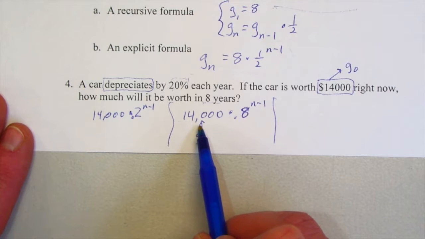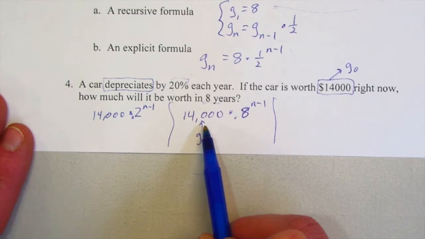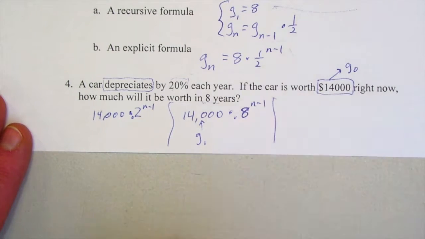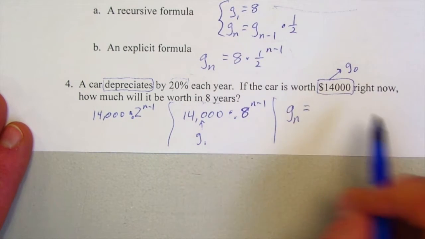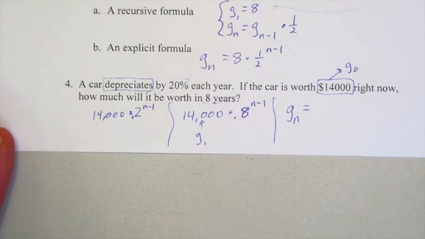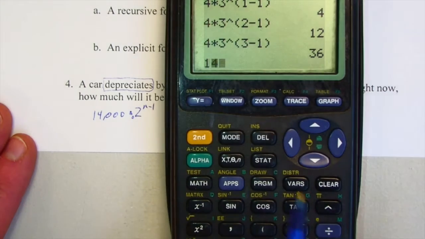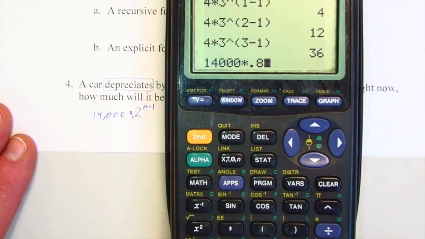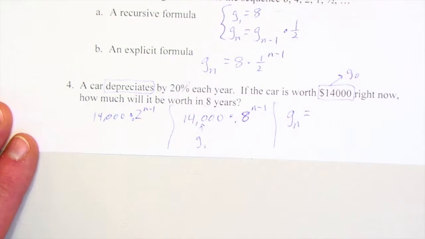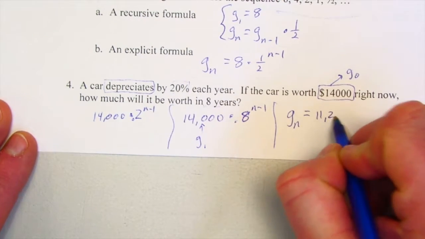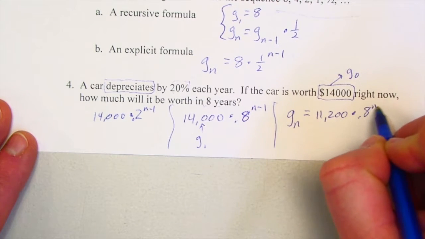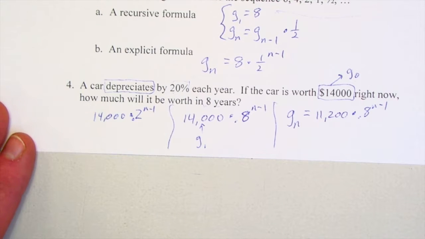So the formula does not have G sub 0 here. It has G sub 1. So what we need to do is have 1 year go by in order to find G sub 1. If a year goes by, I need to take 80% of this because it's lost 20% of its value. So I'm going to go 14,000 times 0.8. So after 1 year, my car is only worth $11,200. That's term 1. The multiplier is still 0.8 to the power of n minus 1, like that.